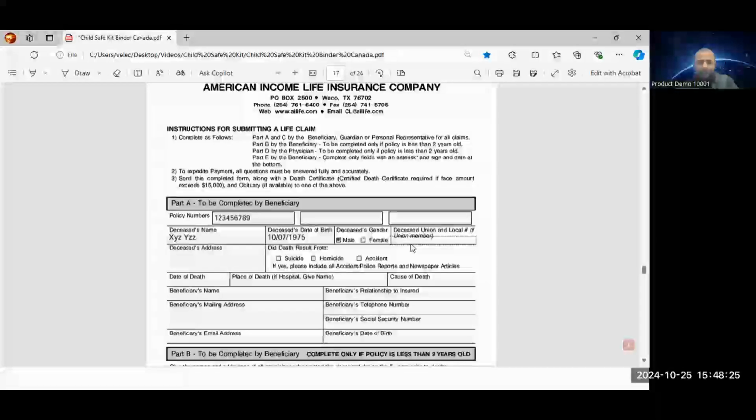And if the deceased or the life insured did have a union, you will type in the name of the union as well as the local chapter. If this person was a union member, let's say this was UFCW, local chapter XYZ, 1, 2, 3.